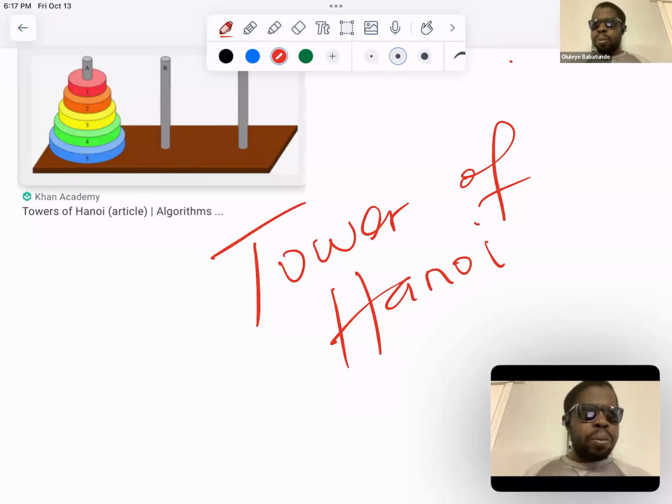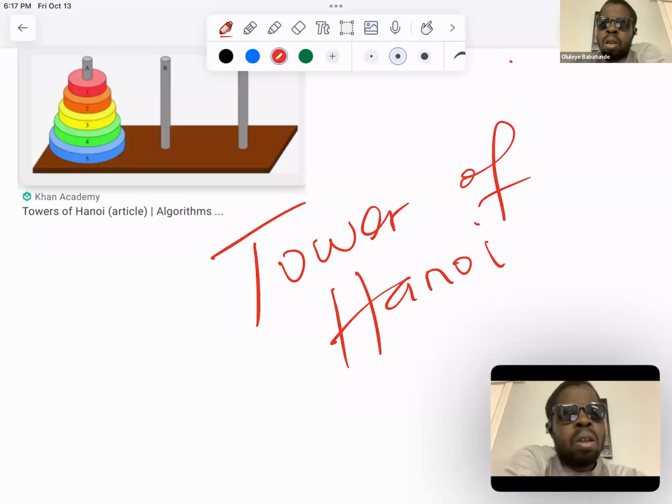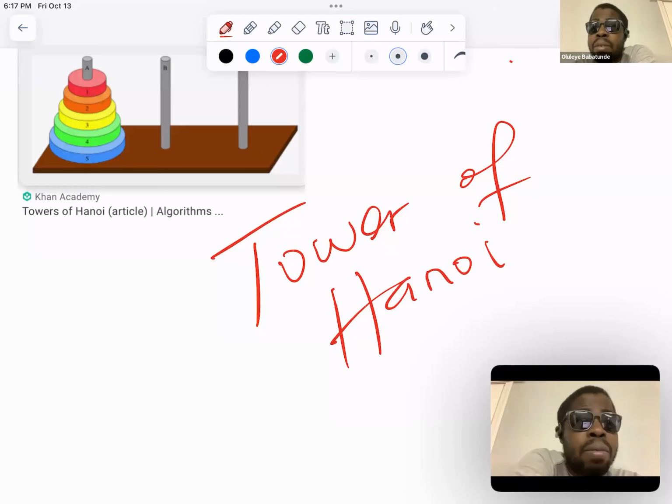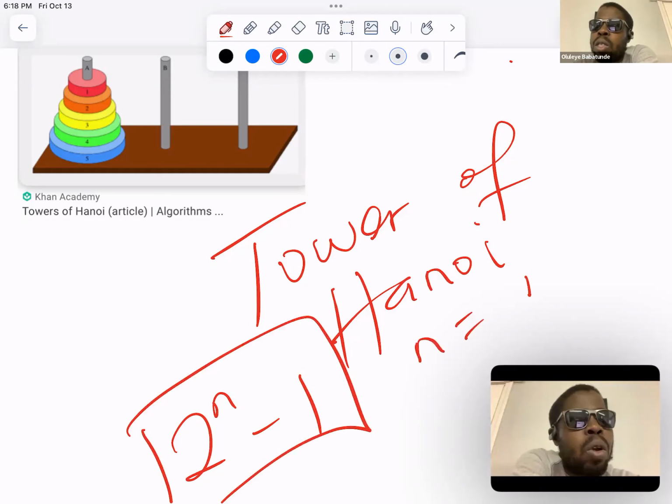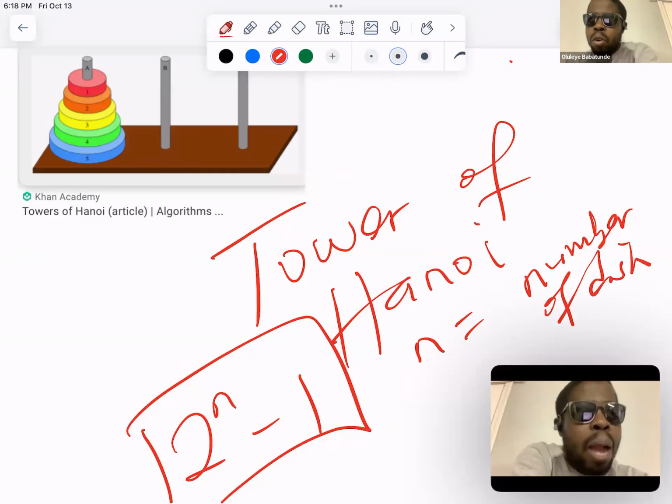Okay, in this video, I'm going to show us the objectives, the definition of the game, how it was invented, the rules of the game, and the number of moves. I'm going to prove by the principle of recurrence relation, or recursion, that the number of moves required in this game is 2 to the n minus 1, where n equals the number of discs.